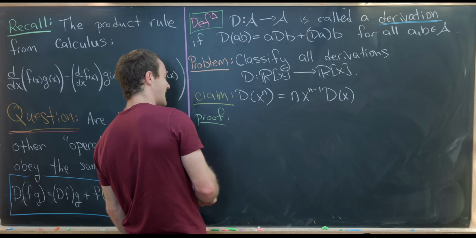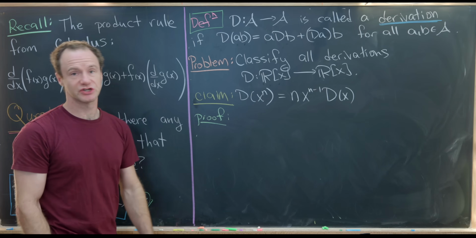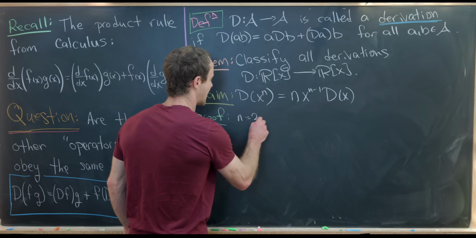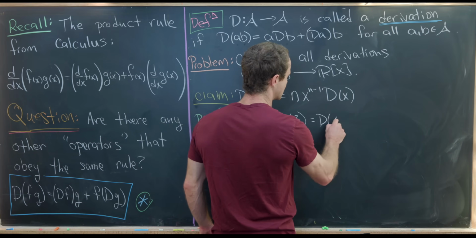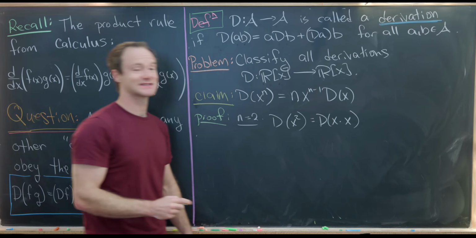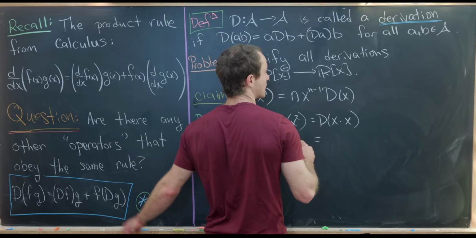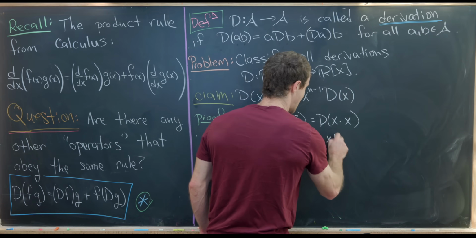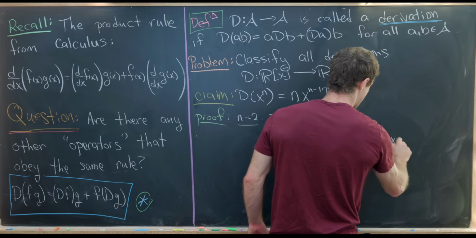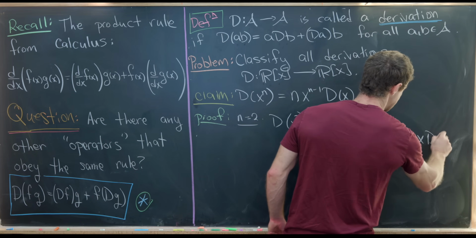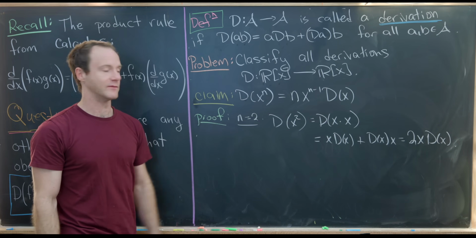So we'll do this by induction, and maybe our base case will be the n equals 2 case. So let's look at that n equals 2 case. We have d evaluated at x squared. That's clearly equal to d evaluated at x times x. But by this rule over here, that's equal to x times d evaluated at x plus d evaluated at x times x, which is 2x d evaluated at x, which follows this rule that we're claiming.